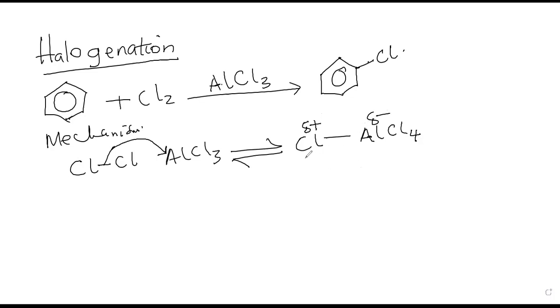Now, for this case, we shall use these two all together. So what we shall do, you are going to get benzene. Then you bring this mixture. You're going to have Cl and aluminum chloride, partially negative.